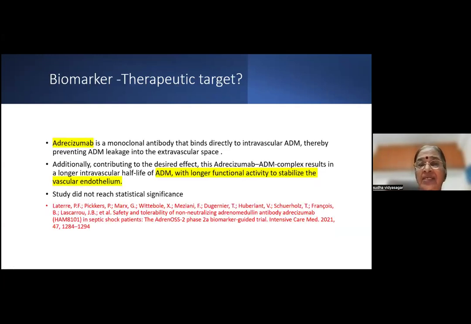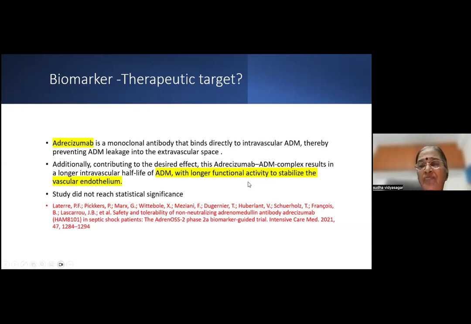Now, lastly, there is a monoclonal antibody, adrecizumab, which is directly linked to intravascular ADM, your adrenomedullin, and it prevents the leakage of this ADM into the extravascular space. So, by giving this monoclonal antibody, which forms a complex with the ADM, it extends the half-life of ADM, and the functional activity stabilizes the vascular endothelium. So now you're using a biomarker and a monoclonal antibody to it, and you're improving the prognosis of the patient. However, this study did not reach statistical significance. This was from 2021. Of course, more and more studies are coming up like this.